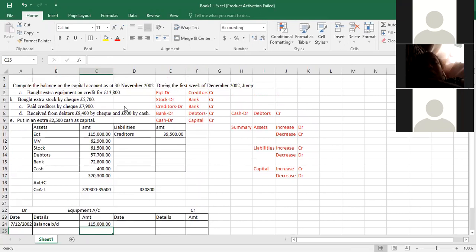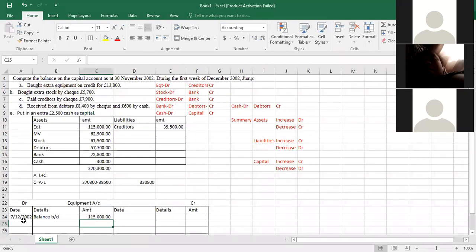And if you look at the first transaction A, bought extra equipment on credit for 13,500. So the book that is affected is creditors. So this is how we journalize. So in the equipment account, on 7th December, I need not repeat the dates because we are closing the books. We have the creditors, we have the equipment worth 13,800. But this is affecting the creditors account. So I'm going to open a creditors account.